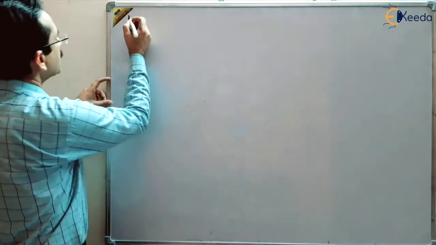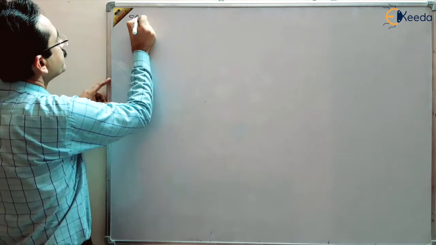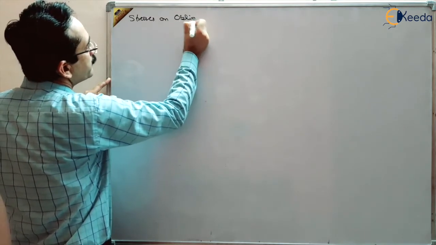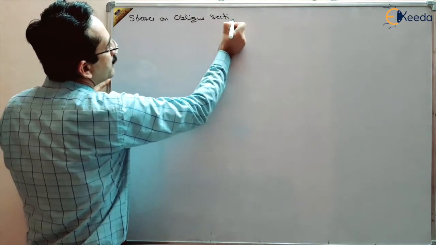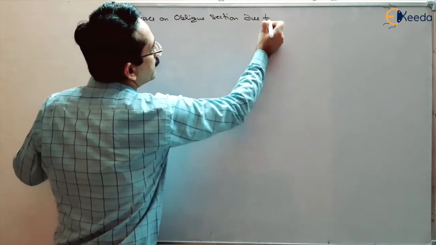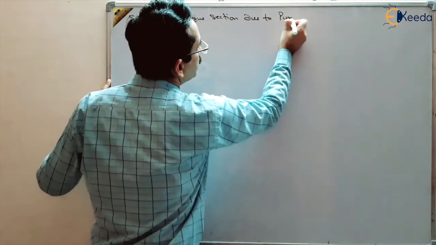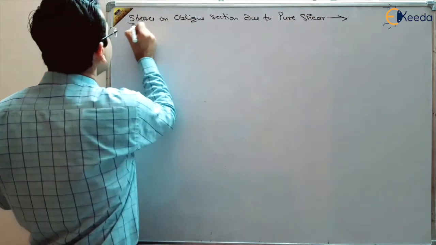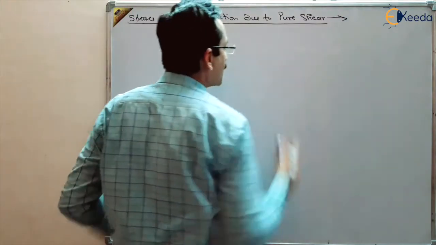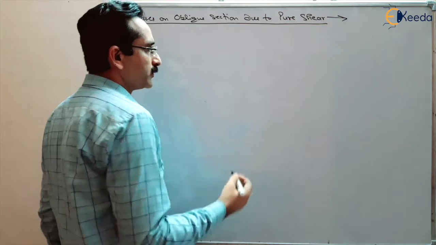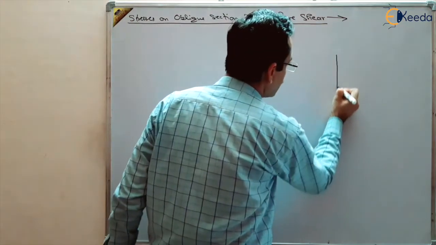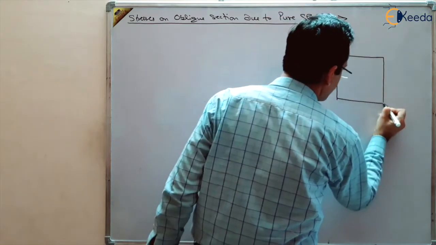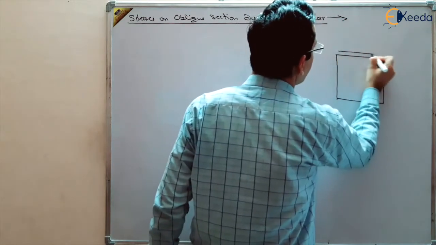So, stresses on oblique section due to pure shear. The element is in pure shear. So let us have an element like this, and we have applied a pure shear.